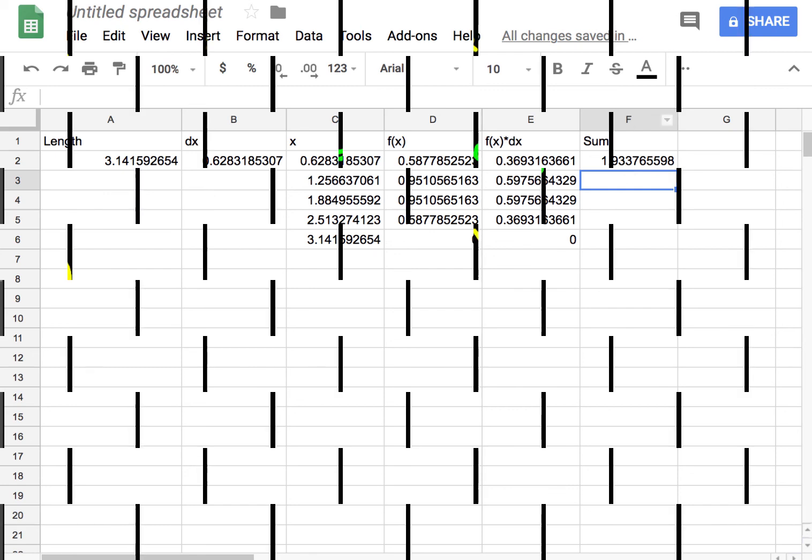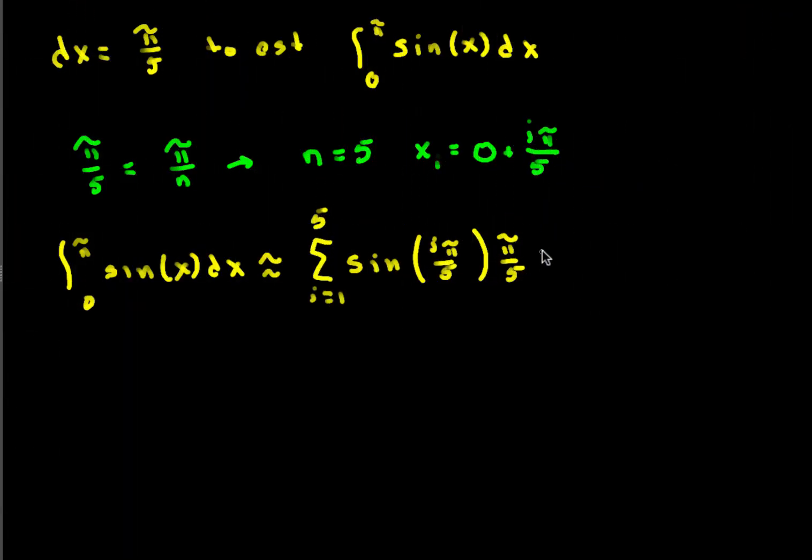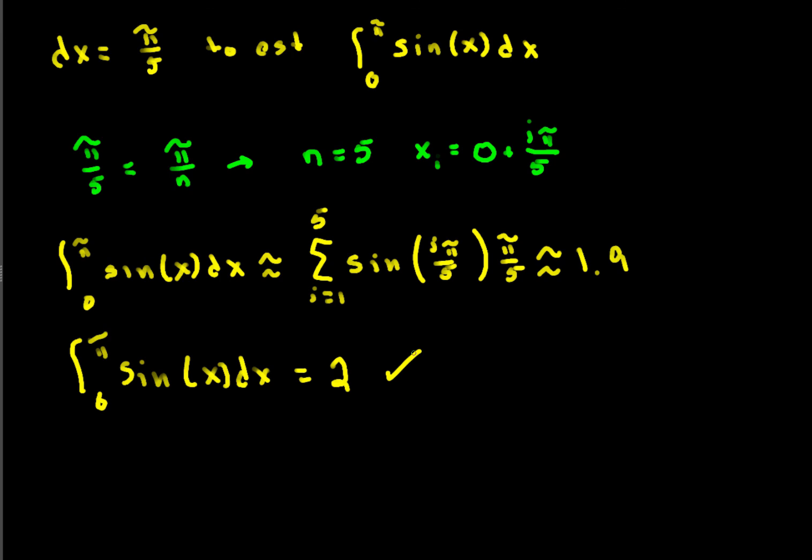So going back to our blackboard, we enter in that this is approximately 1.9. And in fact, once we get the fundamental theorem of calculus, we'll be able to find out that this is exactly 2, that the integral from 0 to pi of sine of x dx is equal to 2, but that will have to wait until the next video sessions.